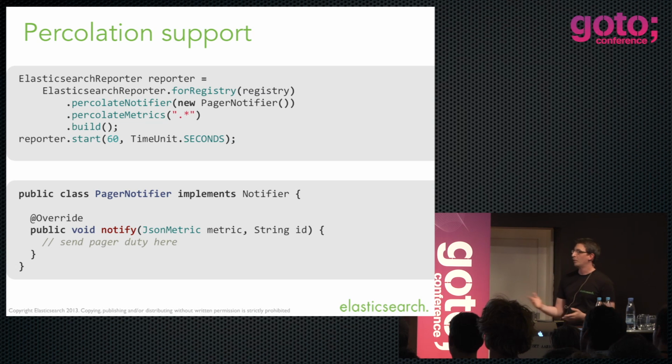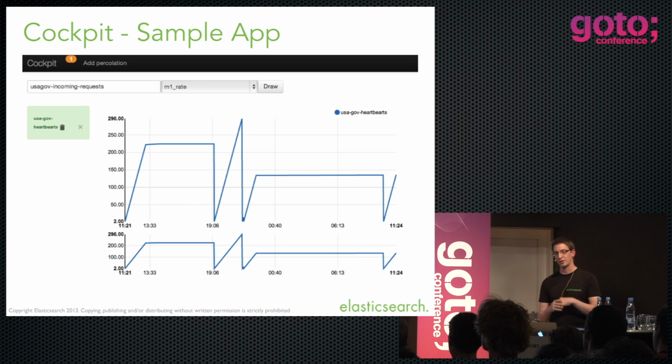Together with the metrics Elasticsearch reporter, which is on the Elasticsearch GitHub account, there's also a small sample application called Cockpit, which is basically two applications. One is a Java application, which constantly reads an open stream from the US government, showing which site is visited right now, like nasa.gov or whatever, and it takes some metrics about that and collects how many lines per second are read from the stream.